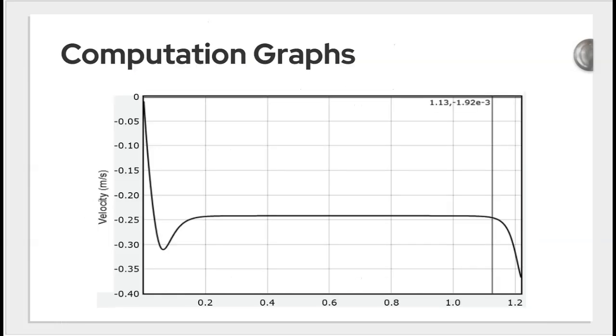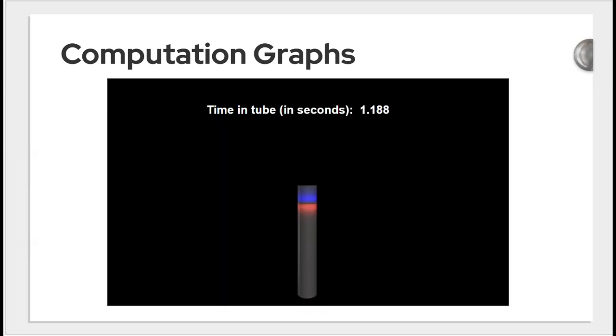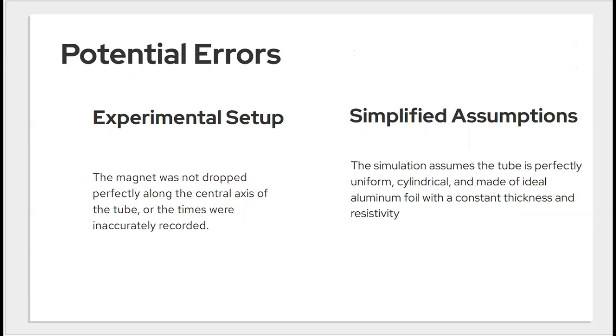And here's that graph. As I was talking about, we initially see the steep decline, then it starts to kind of plateau as it leaves the system, and that's as the fields are getting stronger. Here's an example of the visual, and then also the resulting 1.88 seconds for the time that the magnet was in the tube. So our findings and our conclusion: some potential errors were the experimental setup.